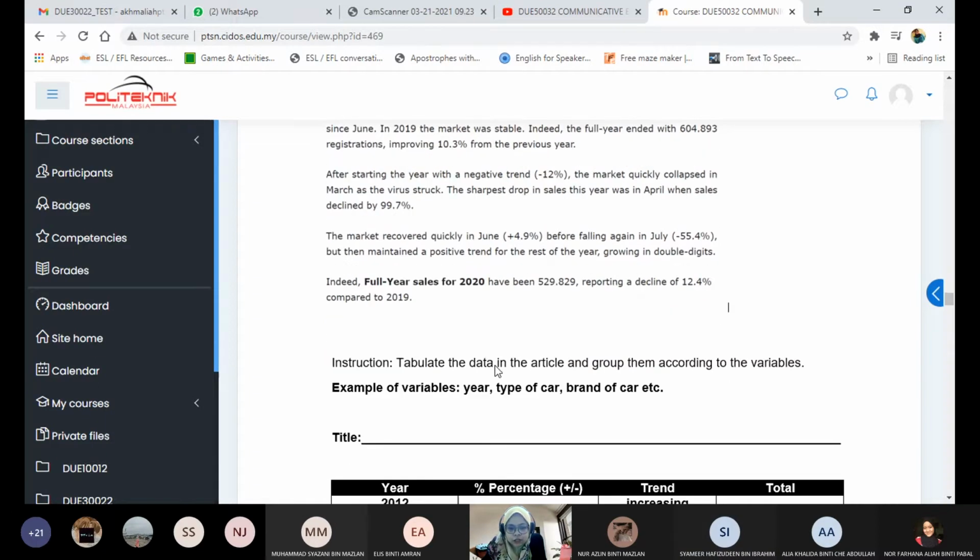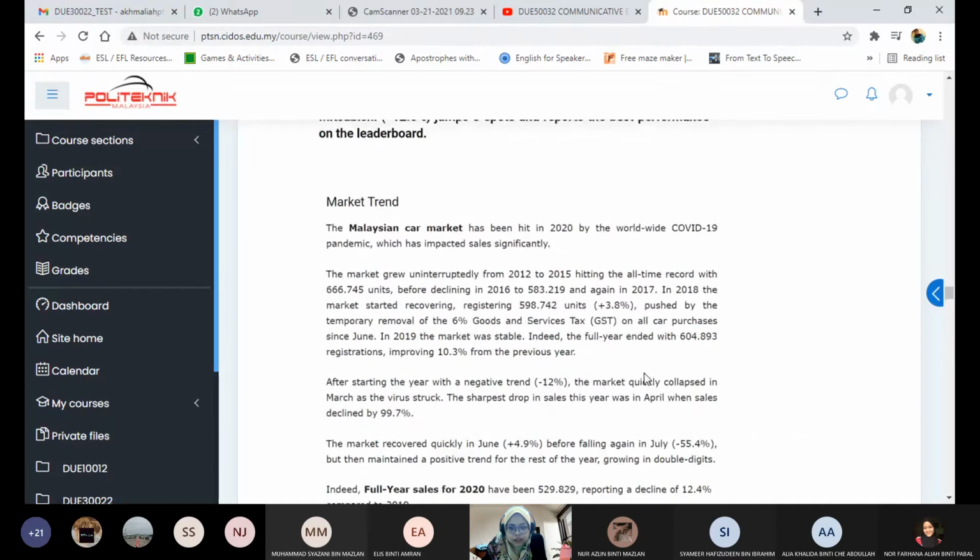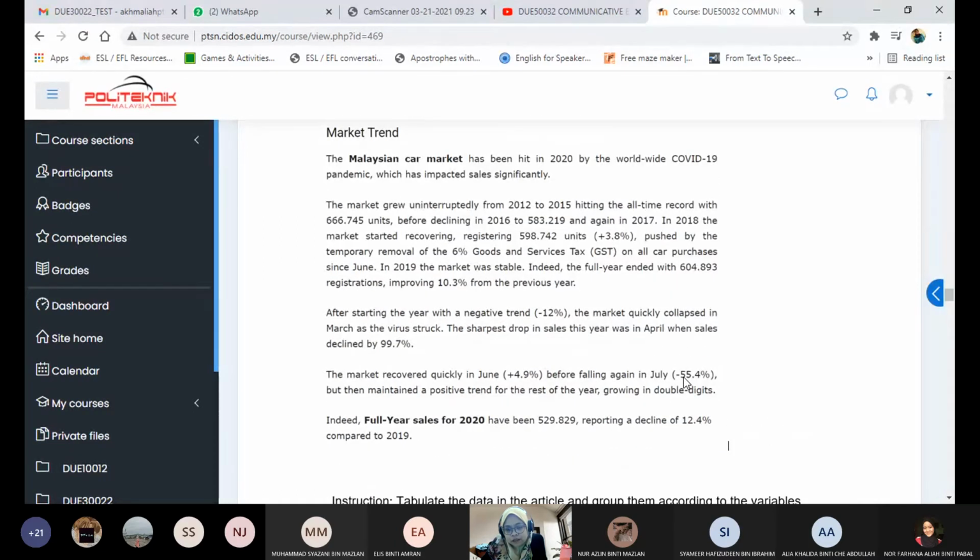Okay, instruction. Tabulate the data in the article and group them according to the variables. From the articles, it's a very simple article, but I bet it's quite confusing because at first they talk about the number of cars sold by year, and then suddenly at the end dia cakap pula pasal month kan. So in your idea, which one is actually they focus more, whether it's by the changes in year or the changes in month? The changes in month.